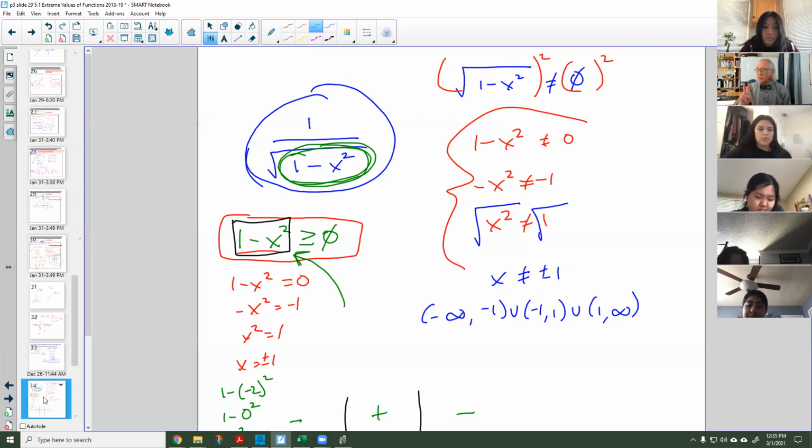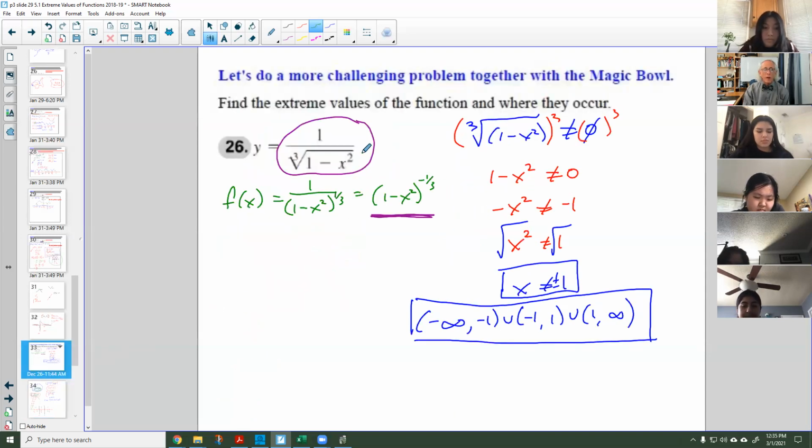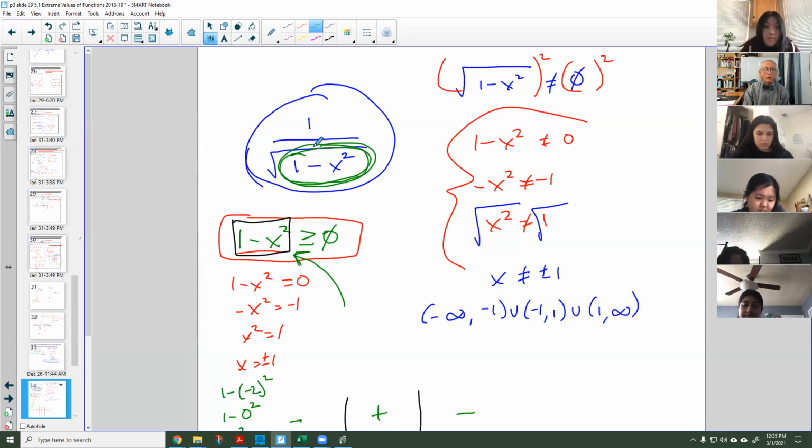Okay, so if it was with an even index, we have to do 2 things. One, we have to do really the same thing that we did here. Let's go back to the function that we're working on. Take the whole denominator and say this cannot be equal to 0, right? And that told us that x cannot be equal to plus or minus 1.